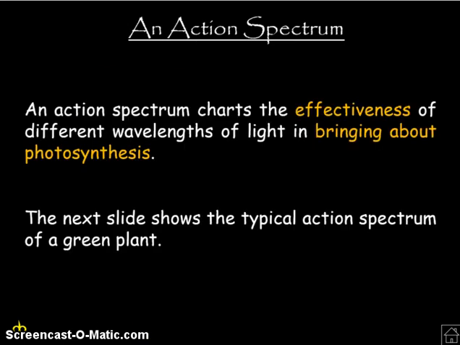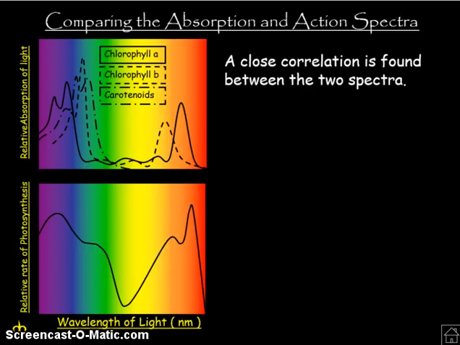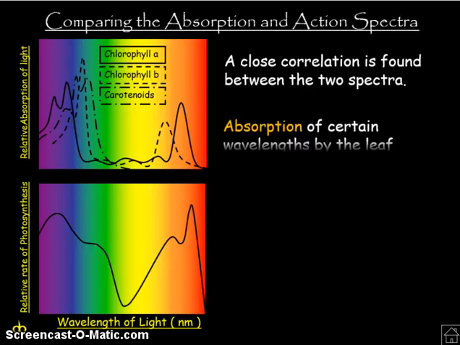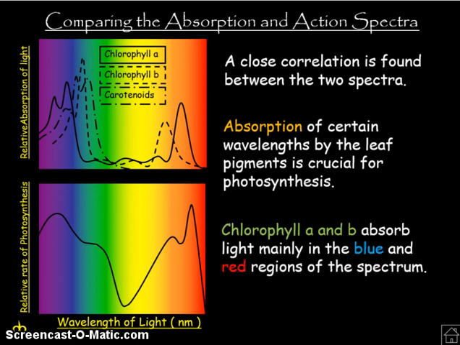An action spectrum, however, charts the effectiveness of different wavelengths of light in bringing about photosynthesis. And here is an action spectrum of leaf pigments. A close correlation is found between the two spectra. Absorption of certain wavelengths by the leaf pigments is crucial for photosynthesis. Chlorophylls A and B absorb light mainly in the blue and red regions of the spectrum.